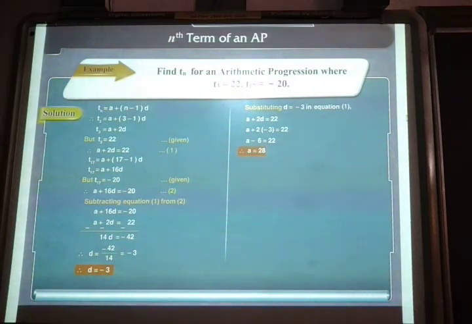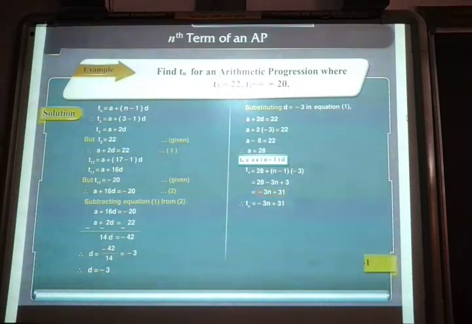We can get Tn by substituting A is 28 and D is minus 3 in the formula Tn is A plus n minus 1 into D. Therefore, Tn is 28 plus n minus 1 into minus 3, which is equal to 28 minus 3n plus 3, which is equal to minus 3n plus 31. Therefore, Tn is minus 3n plus 31.